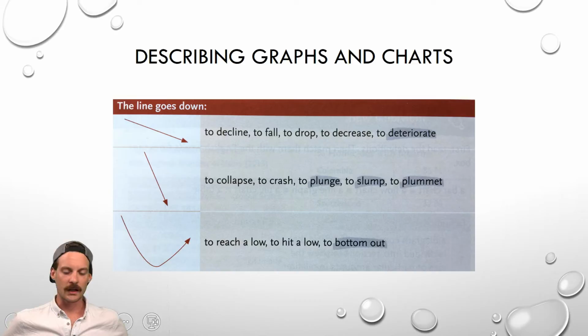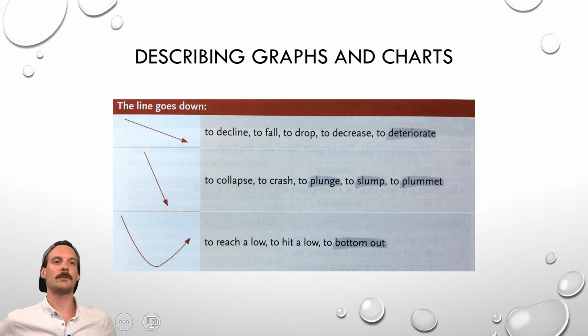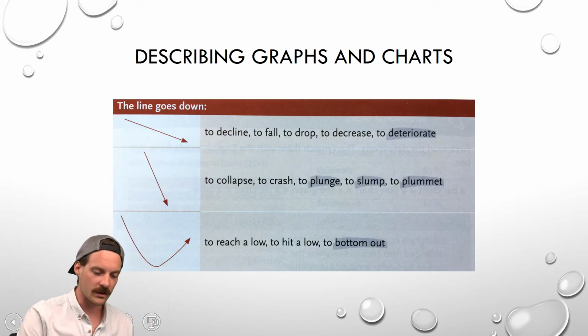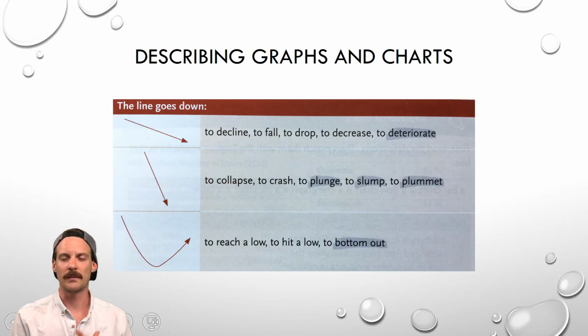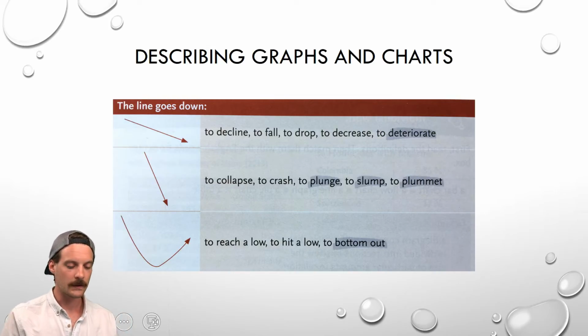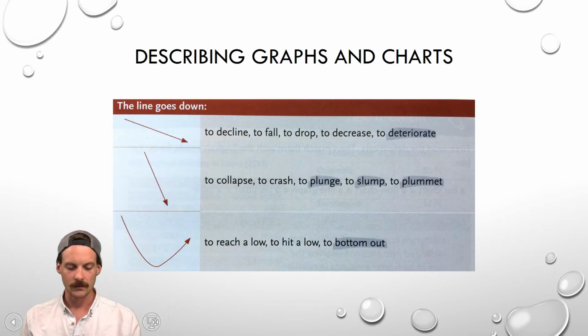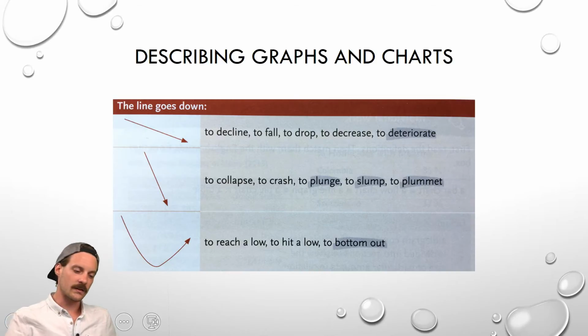So it's maybe a vocabulary that you haven't heard that much, but I think it's good writing this word in your vocabulary book. And of course, the more extreme version here: to collapse, to crash, to plunge, to slump, to plummet, which I've already mentioned, which are all stronger words you can use for describing a line that goes down very, very extremely. And of course, to reach a low, to hit a low, and to bottom out, which is described here brilliantly.